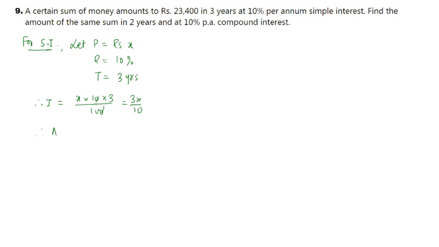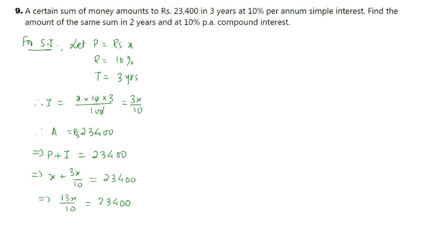So now the amount is given to be 23,400. But what is amount? Amount is principal plus interest. So let's put the values now. P is X, interest is 3x by 10, so we have 23400. When you simplify this, it becomes 13x by 10 equals 23400. Simplifying further, you get x equals 23400 into 10 by 13. So do the cancellation and check how much you get. 23400 into 10 divided by 13 will be exactly 18,000.